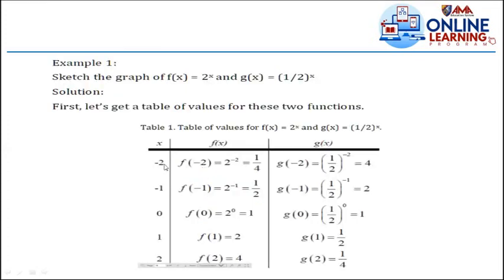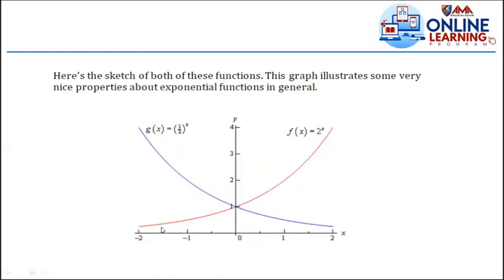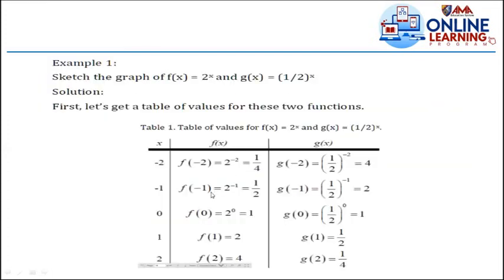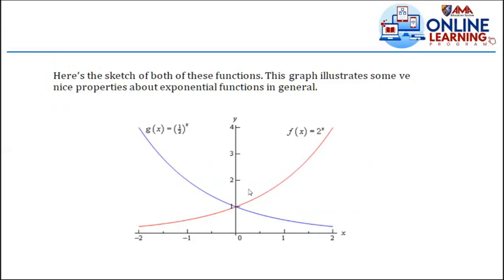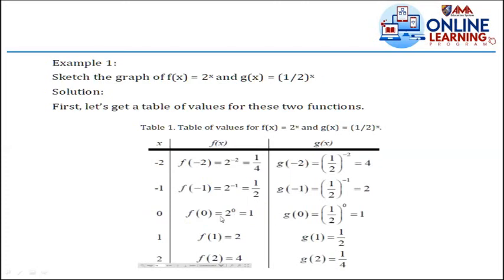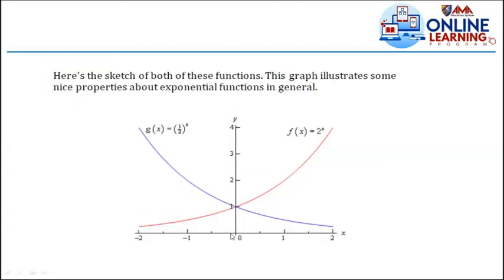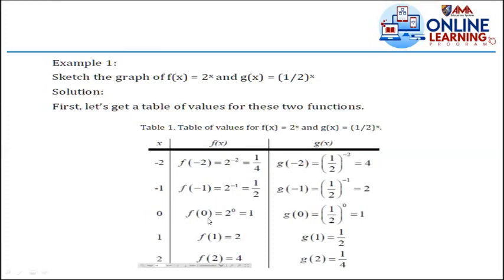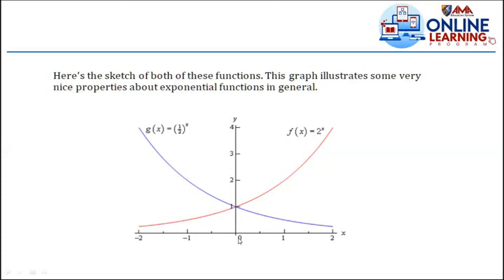Here, if x is equal to negative 2, from the equation 2 raised to x, the answer is 1 all over 4. So it is somewhere at this point: negative 2, negative 1, 0, 1, and 2. Then if x is equal to negative 1, the answer is 1 half, somewhere at this point. Then if x is equal to 0, 2 raised to 0 is equal to 1, here it is. That's 1.